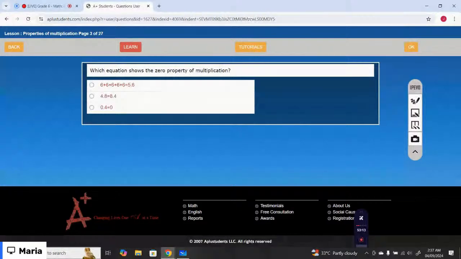Which equation shows the zero property of multiplication? So which is the correct option? That is 0 times 4 is 0. Option number 3 is the correct option.